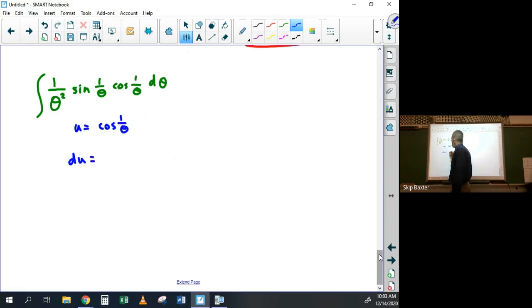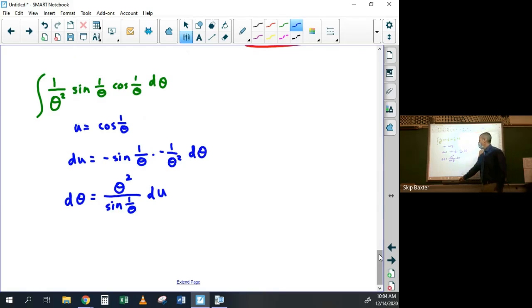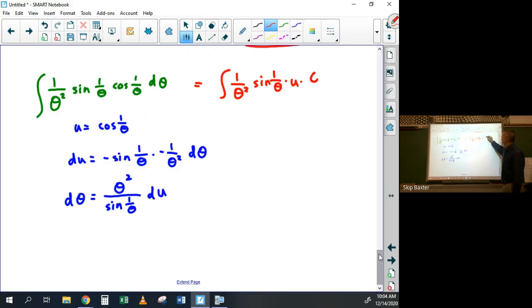So du would be negative sine 1 over theta times negative 1 over theta squared, d theta. D theta would be, the negatives cancel, so you get theta squared over sine 1 over theta du. Now if you substitute that in, you get 1 over theta squared times sine 1 over theta times u times theta squared over sine 1 over theta du.